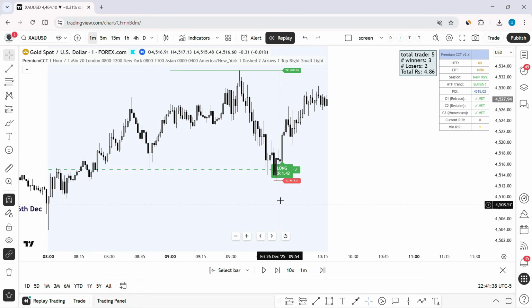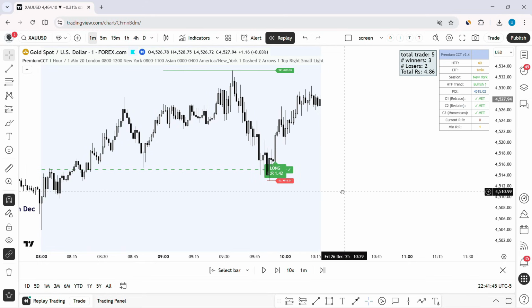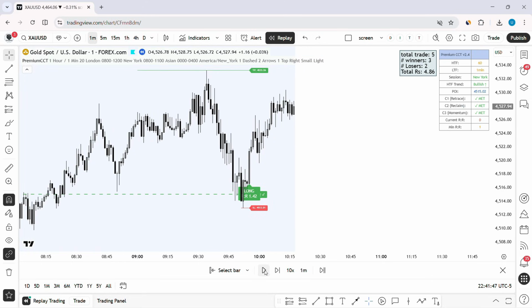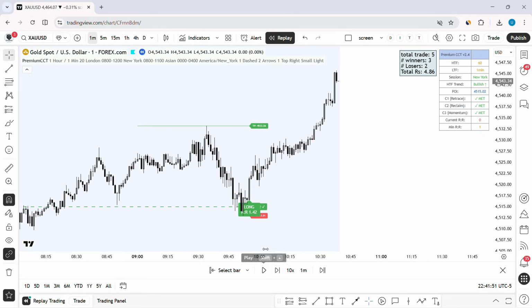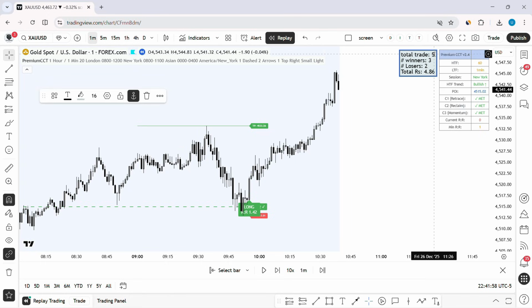So we have entered another trade with 1.42 risk to reward at the close of this candle, and currently we are in this trade. Let's see what is the result of it. So this trade has resulted in profit, giving us 1.42 R. Let's update our table.